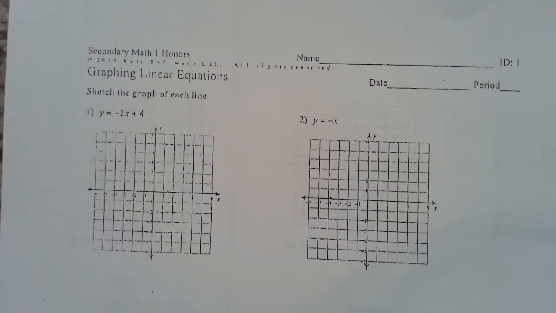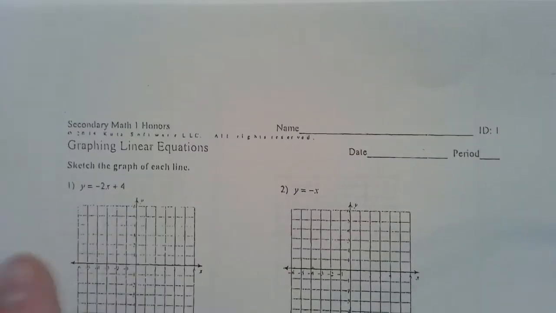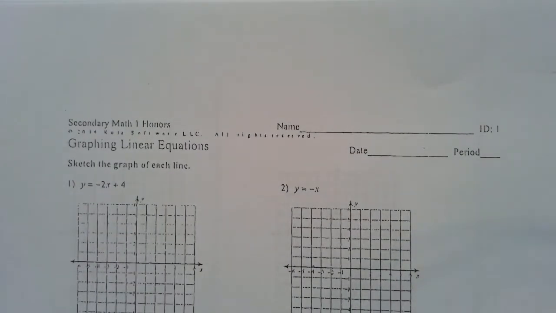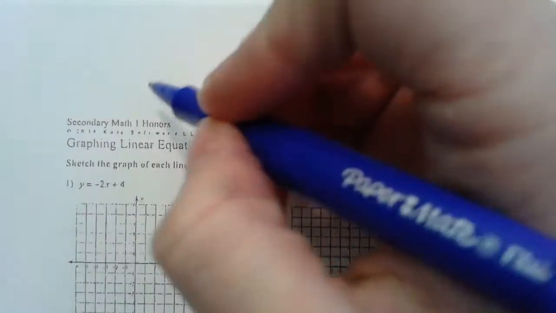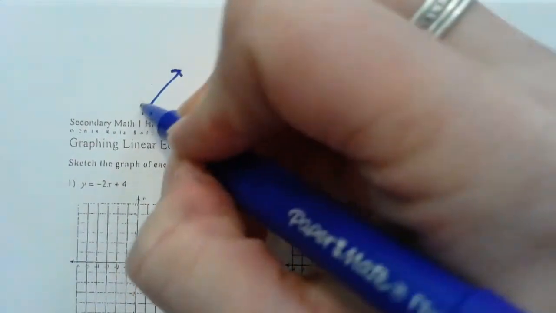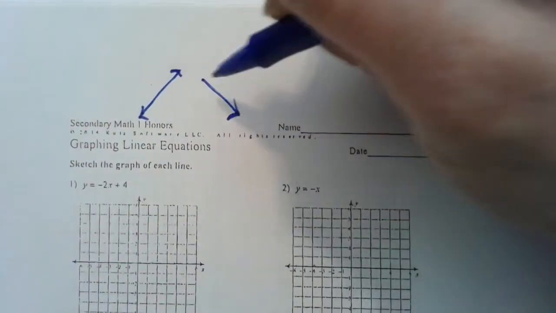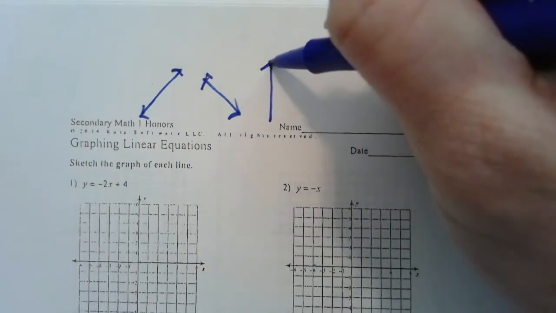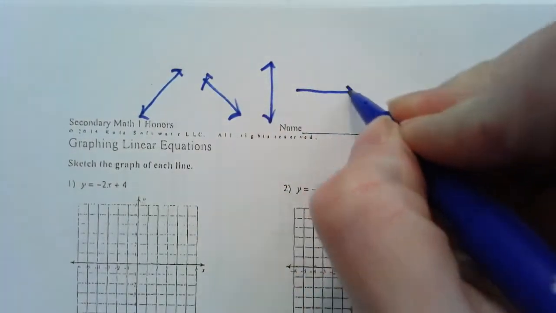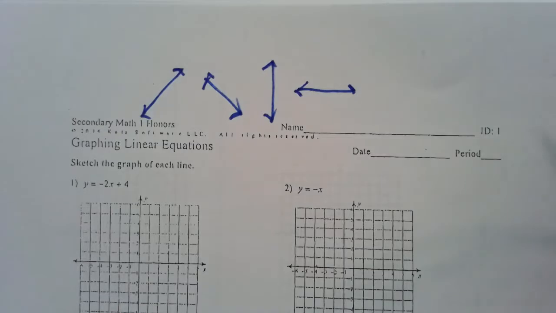So today we're graphing linear equations. Before we start graphing, we have to remember a few things about graphing. This is on page 19 in your book. We have 4 different slopes. We have this one, this one, this one, and this guy. These are what the slopes could look like.